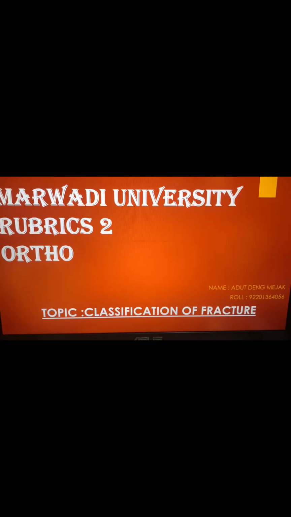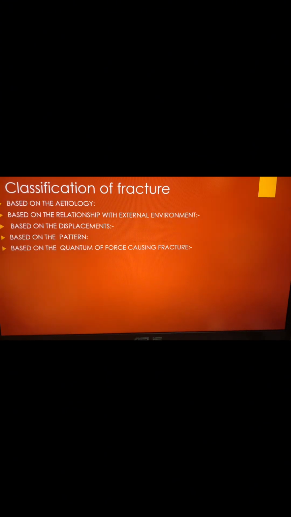I am in my third year and I am doing a subject called orthopedics. Basically, in today's subject we are going to be talking about the classification of fractures in orthopedics. This is Mediplex 2. Okay, so let's go into deep details about the classification of fractures in ortho.